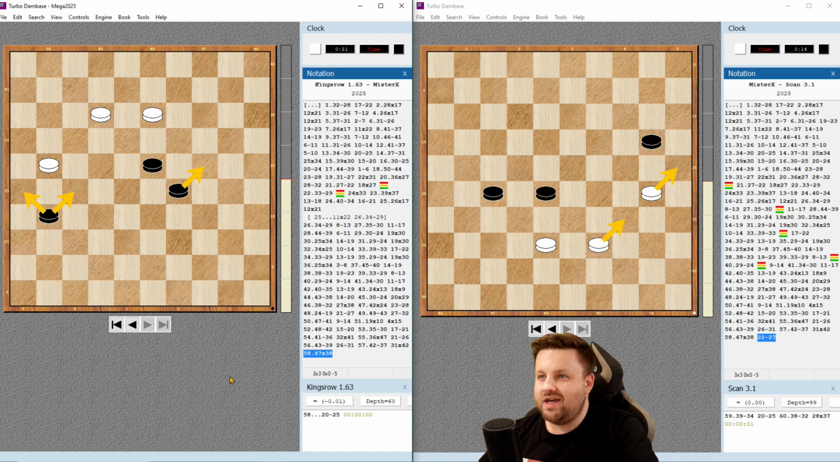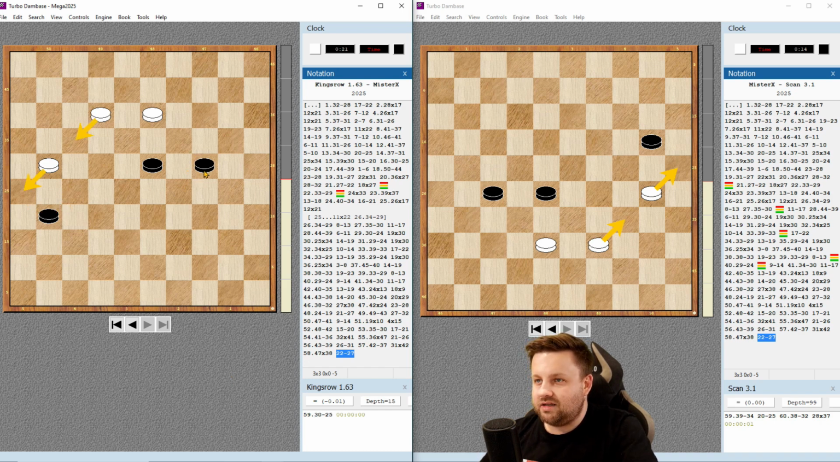Now another feature of the Turbo Dama-based program shows us which moves lead to which results. So when you have the yellow arrows, it means those moves are leading to a draw. So the computer shows you the best moves in the position. If you have the green moves, it means that those moves are leading to a victory. If you have red moves, it means that all the moves are leading to a loss in this game.